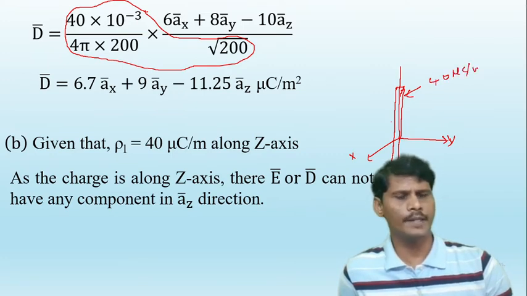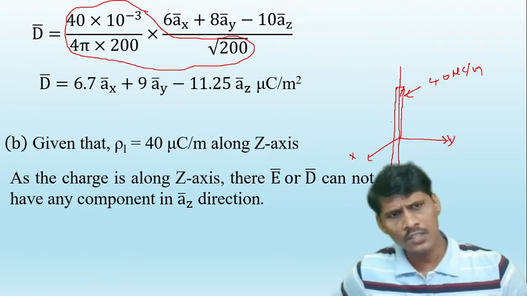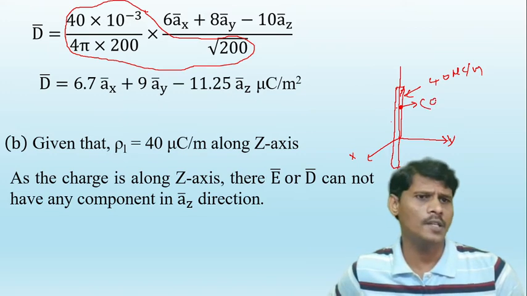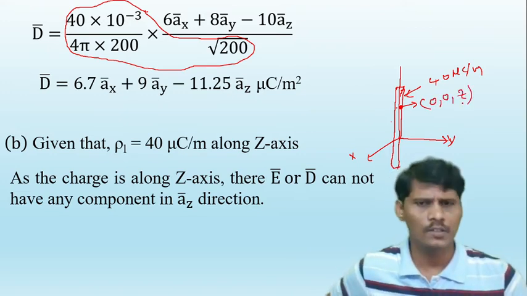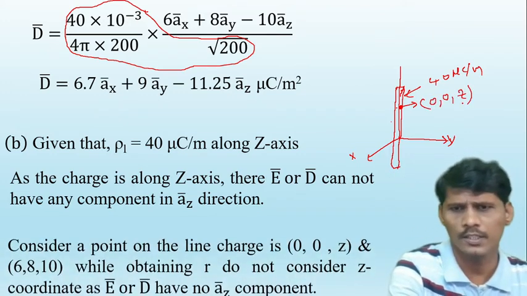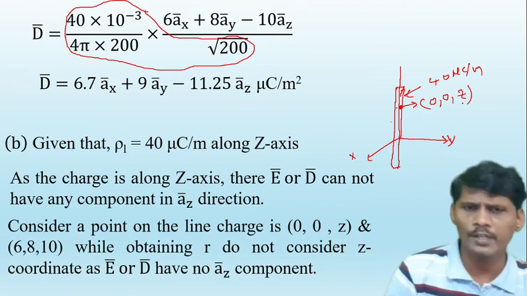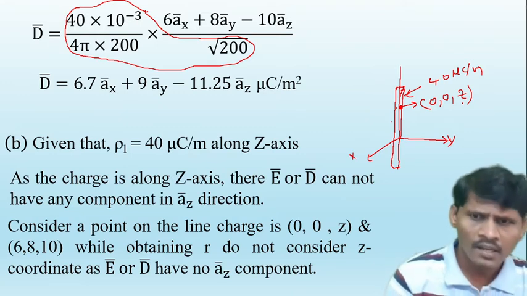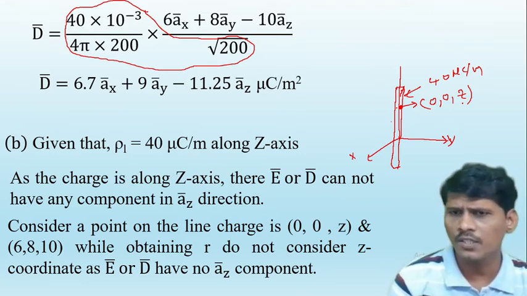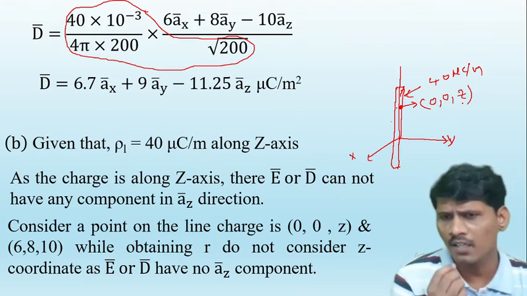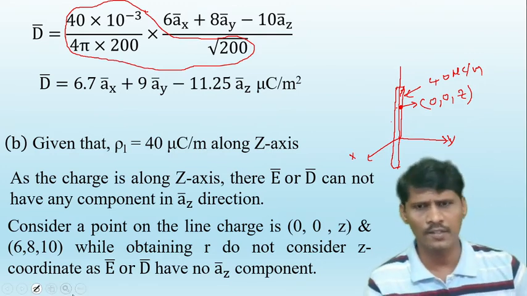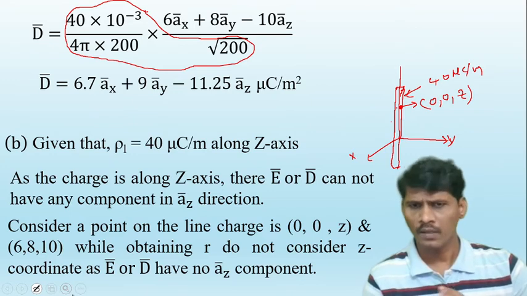So this line charge density is 40 microcoulombs per meter. On the z axis, the coordinate of any point is 0, 0, z. So consider a point P on the line charge, that is 0, 0, z, and calculate the electric flux density at 6, 8, minus 10 due to the line charge.